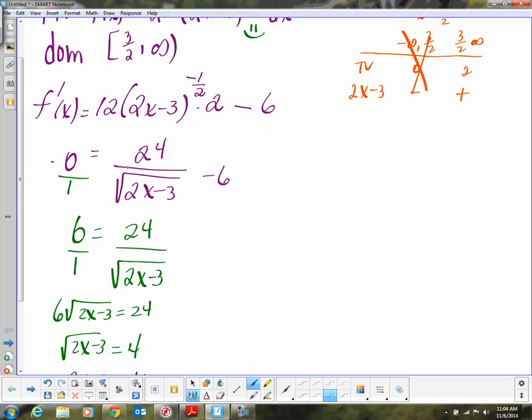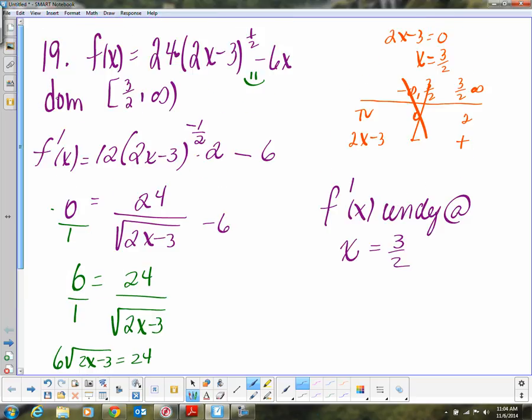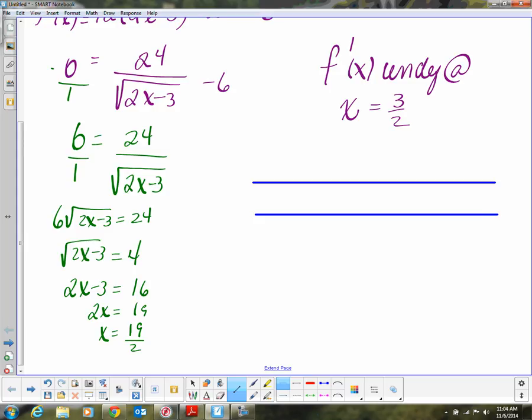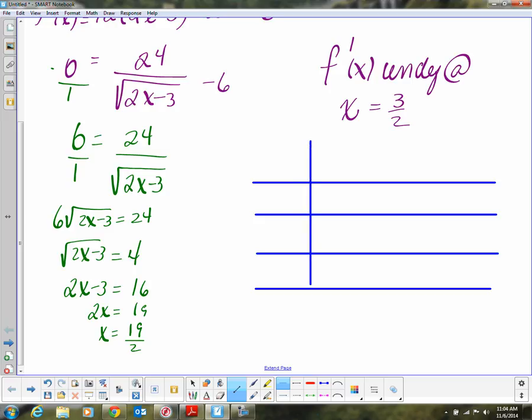All right, is there a denominator in my derivative? Yes. That means f prime of x is undefined where? x equals 3 halves. And is 3 halves in our domain? Yes, it is. Will it be in our table? Yes, everything that's undefined must go in the table. Even if it's not in the domain, it has to go in the table because if it's an asymptote, the increasing, decreasing behavior could have changed on each side of that asymptote. And I do a dotted line to help me remember.